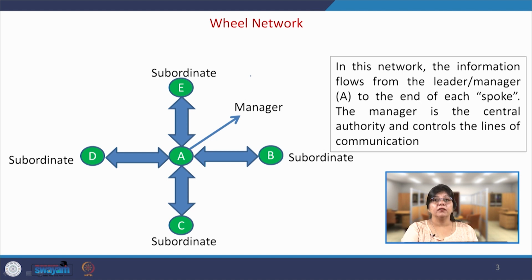So, this is the wheel network in which the information flows from the leader, that is A, to the end of each spoke. A has full freedom to communicate whatever information he desires with B or E or D or C. It is the leader's discretion, but the leader is in communication with other members of the group in the wheel. So, the manager is the central authority and controls the lines of communication. Any task that A has assigned to manager B, he has full control on the performance of B, because he is communicating directly. The flow of information between A and B is direct, and likewise between A and E, A and C, and A and D. So, this is the wheel network where the leader is central to the whole process of communication.